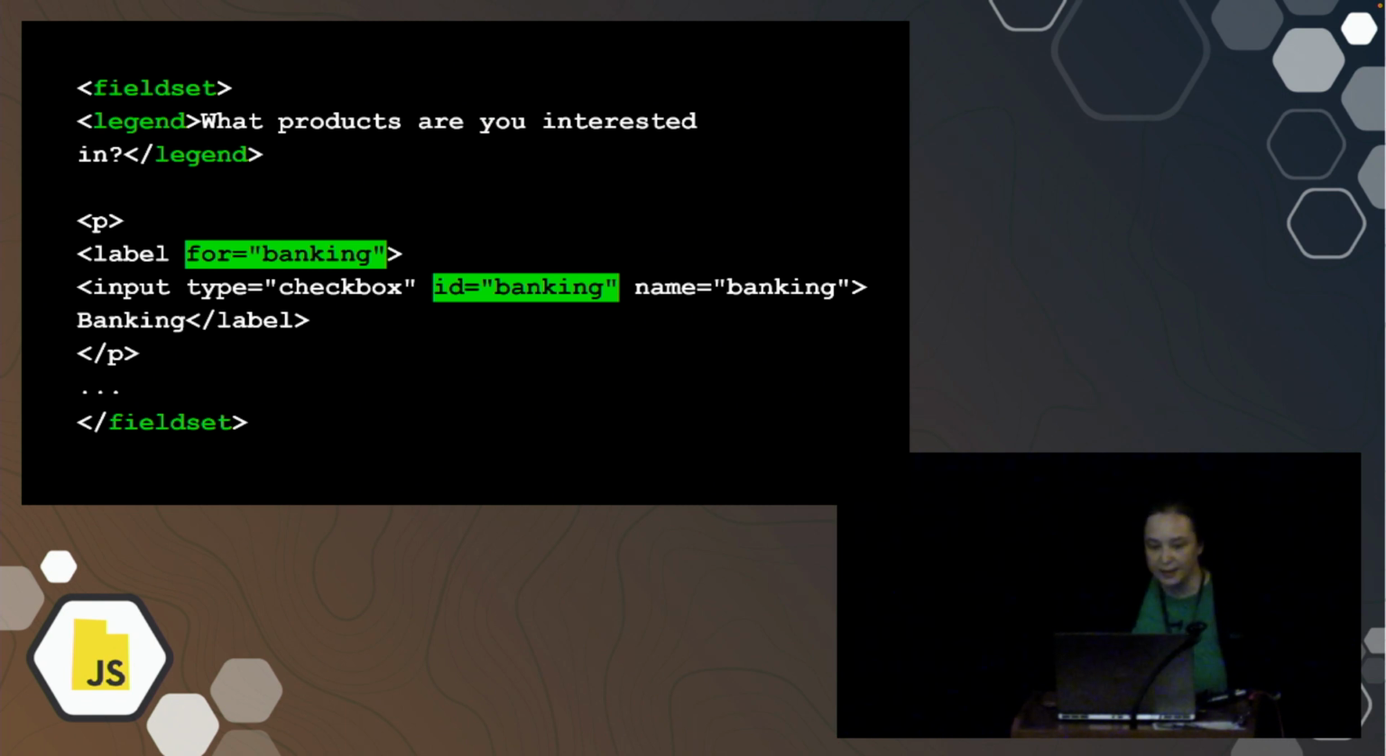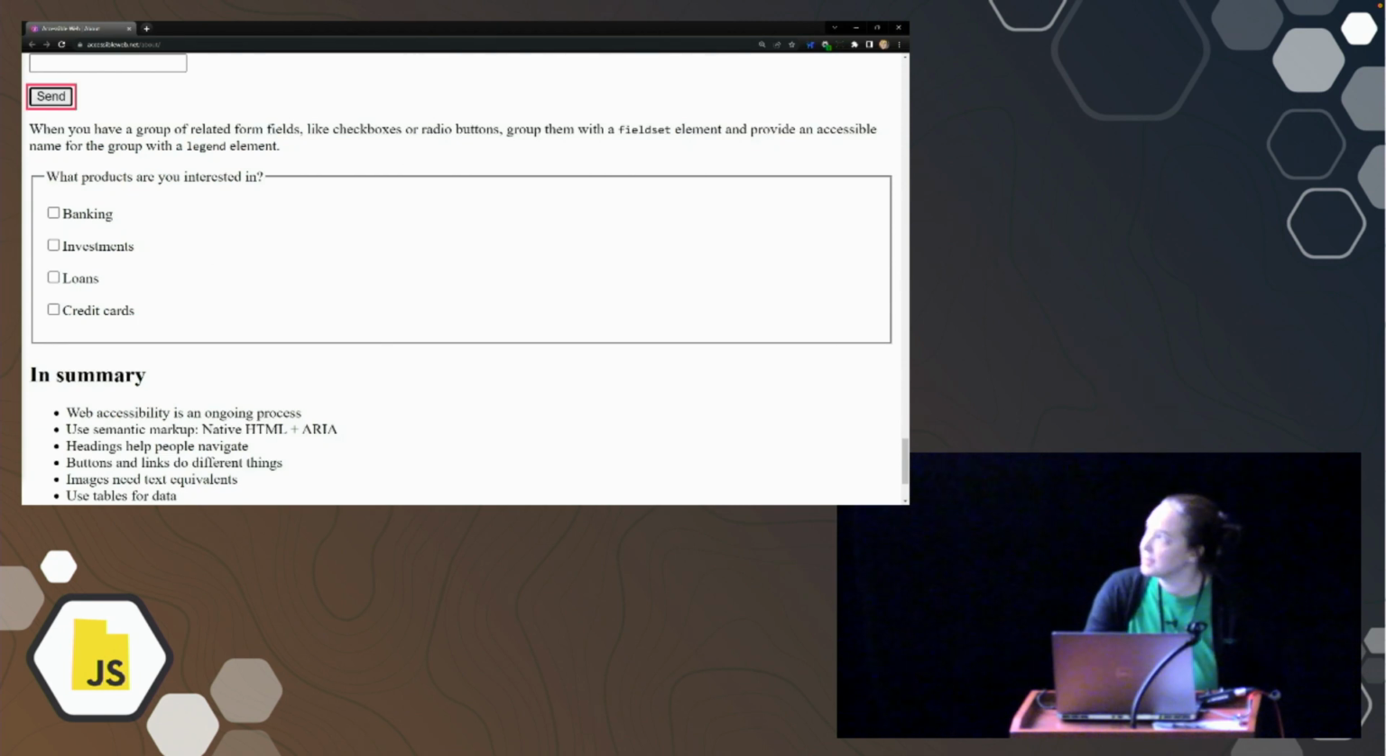The first checkbox is for banking. You can see that even though we have our input as a child of our label element, we're still programmatically connecting those two using the for and ID attributes of the label and the input to make sure that they work across all browser and screen reader combinations. So let's listen to what a grouped set of checkboxes is like.